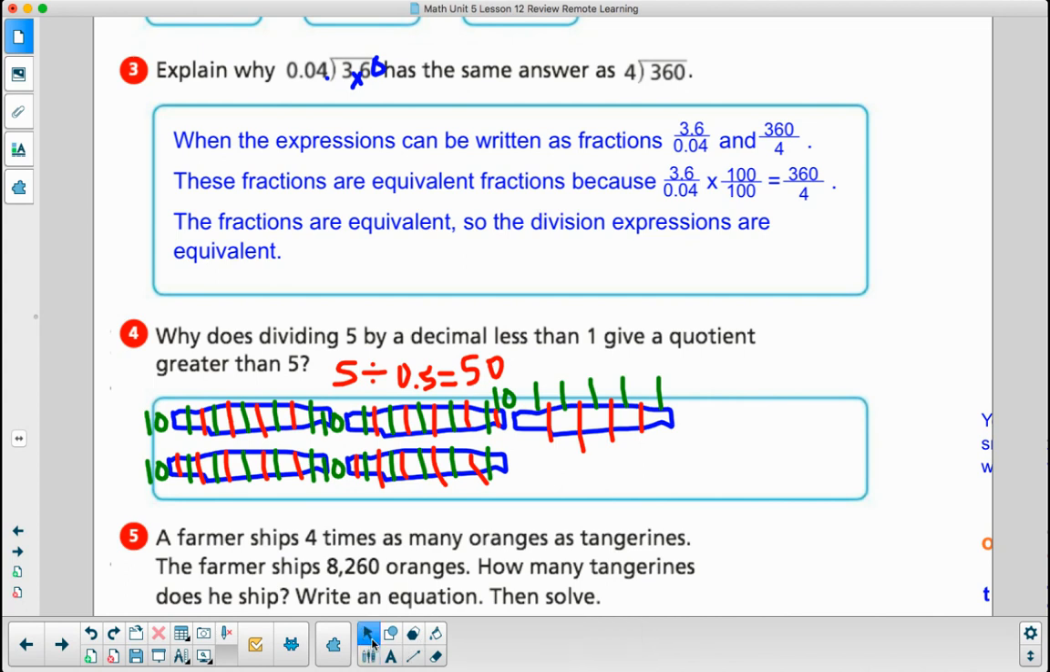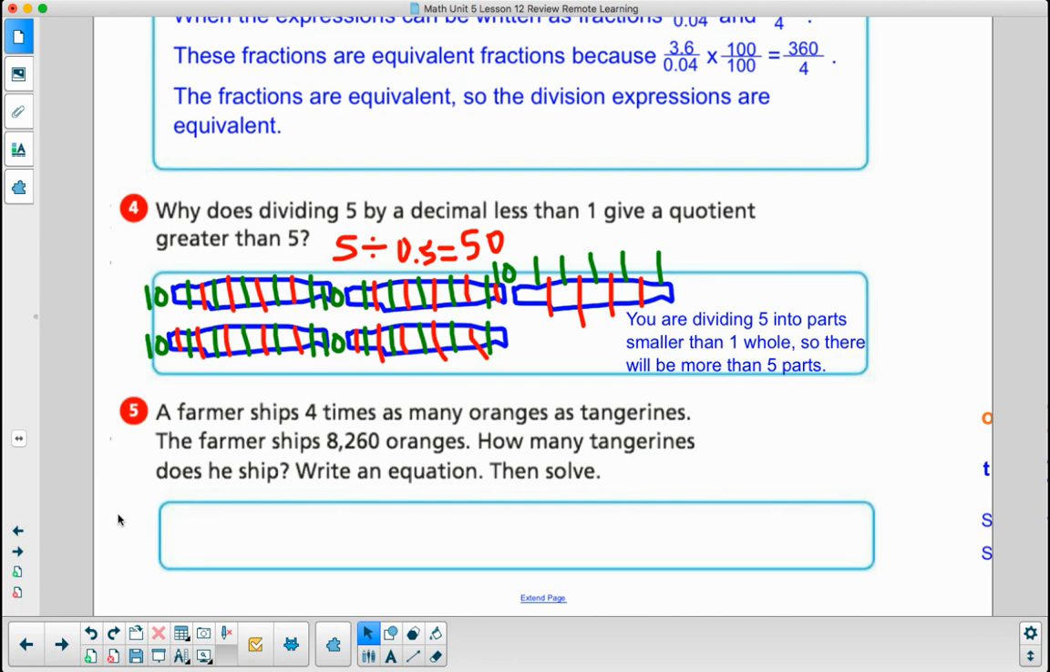In words, I would say, you are dividing 5 into equal parts smaller than one whole, so there will be more than 5 parts, because I'm dividing the 5 into parts smaller than one whole. See, each part is smaller than one whole, that I have more than 5 total parts.